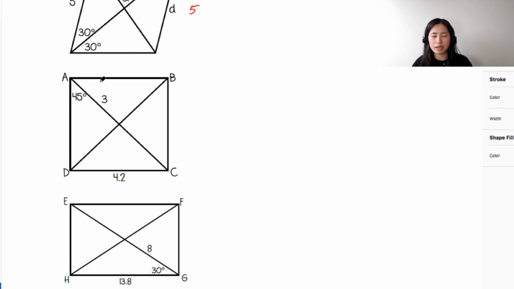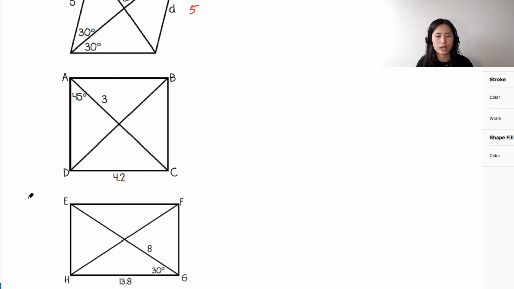Basically, just picture this in your head. It's a hybrid of a rectangle and a rhombus. That's what a square is. All the properties belonging to a rectangle and a rhombus, you combine them together, you get a square. So that's what this is, right?